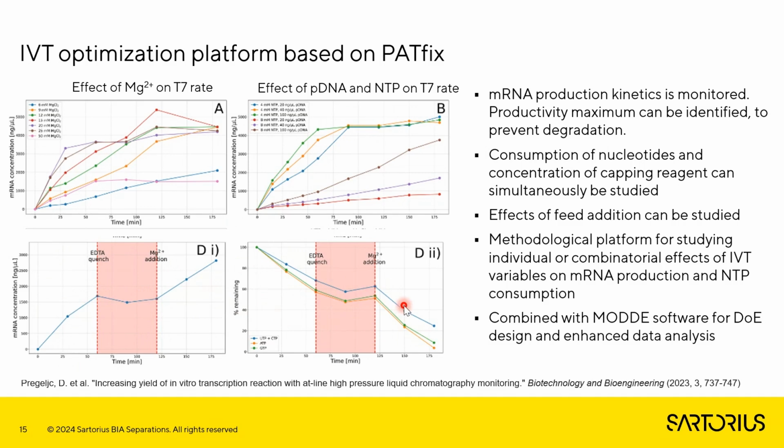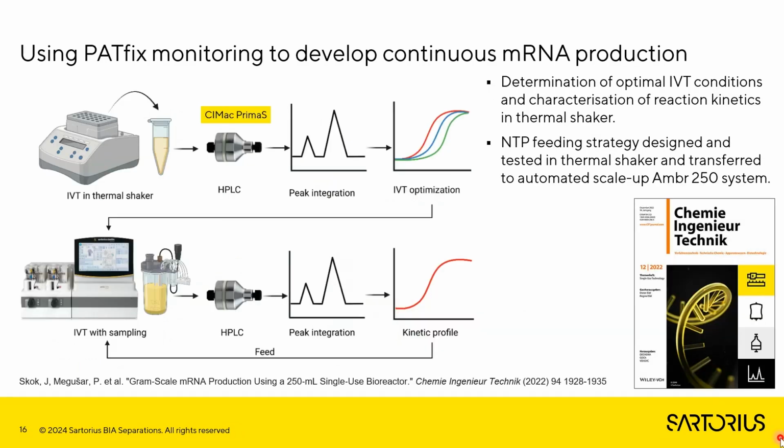So this is a very powerful tool to start asking the reaction, what affects you, or how would you feel today, so to speak. One of the ways in which we can utilize this information is by convincing machines, bioreactors, to start performing IVT reactions for us. In this particular case, we programmed AMBER 250 bioreactor to start dosing NTPs into IVT reaction in an automatized fashion.